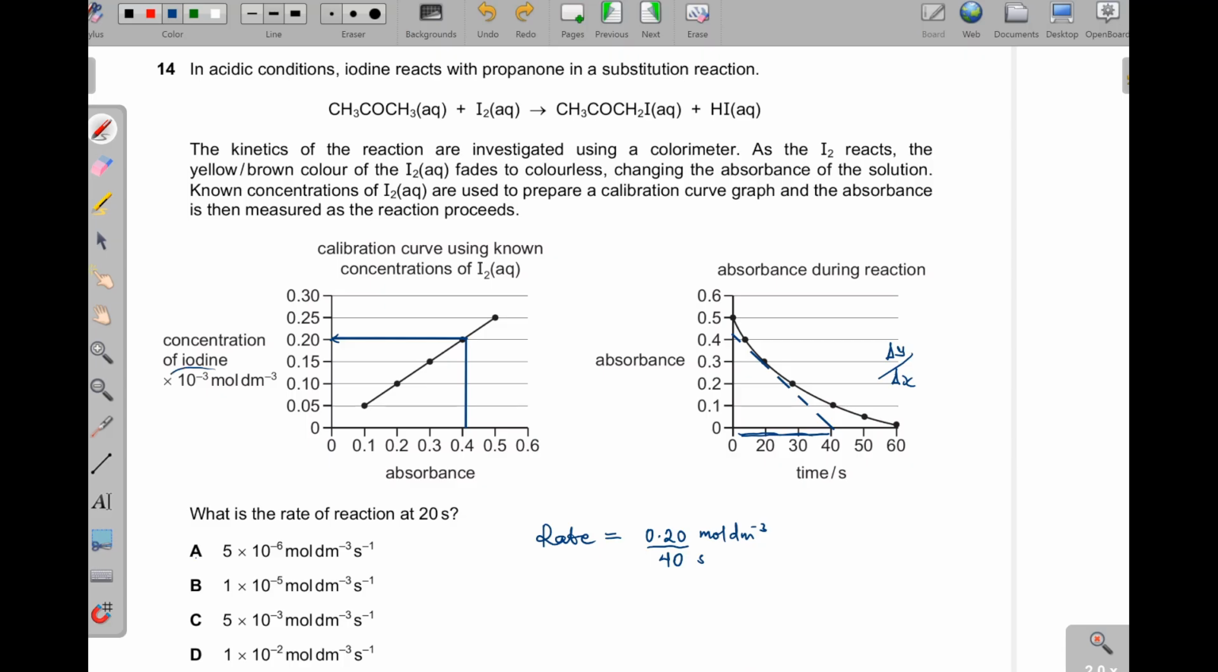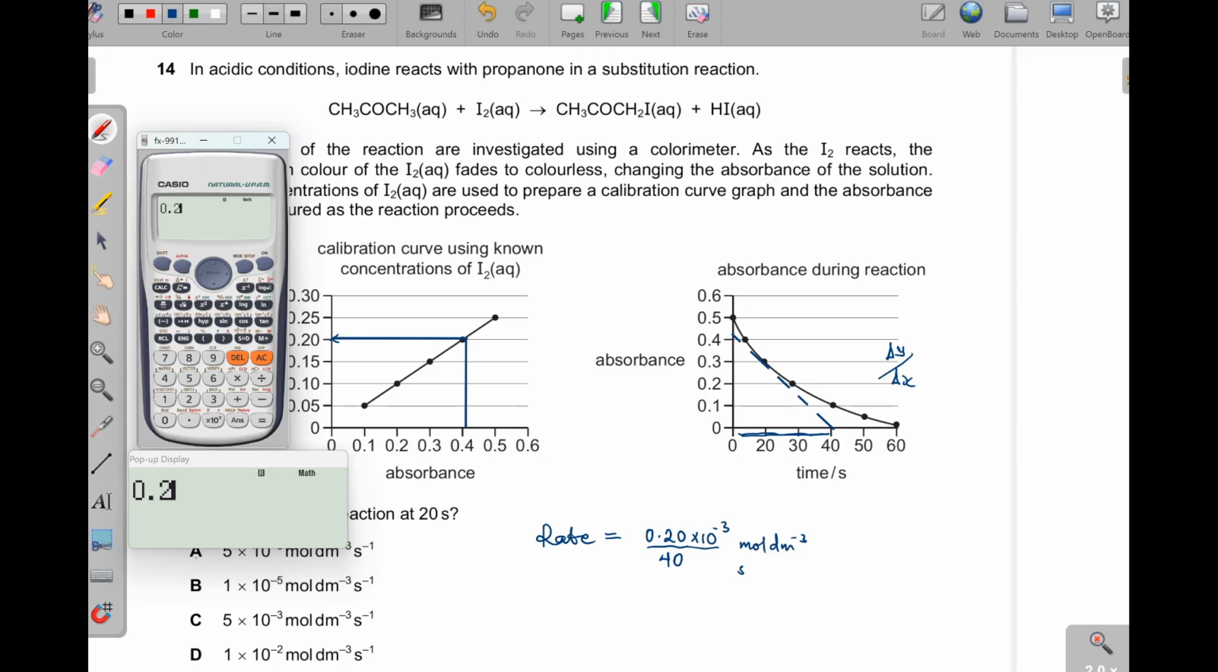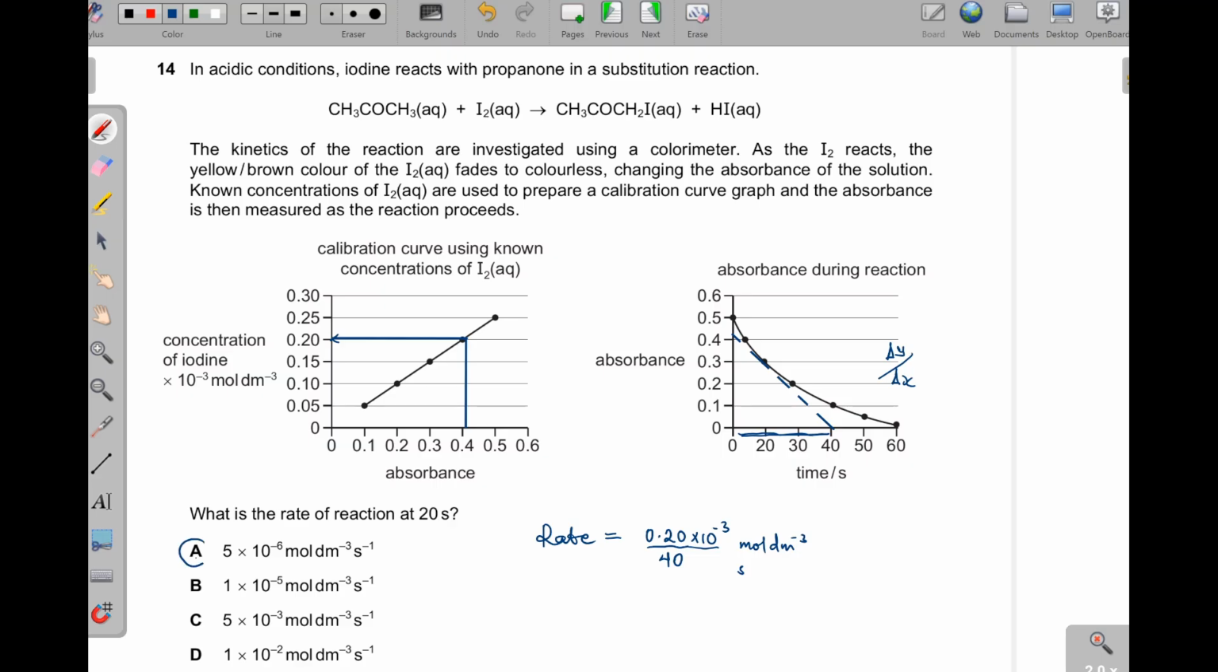By the way, here there is times 10 to power negative 3. So that means I'm going to add it there, and I'll say that the 0.2 I've gotten has times 10 to power negative 3. So what does this one give us? 0.2 times 10 to power negative 3, then we divide by 40. The answer is 5 times 10 to power negative 6, which is A here.